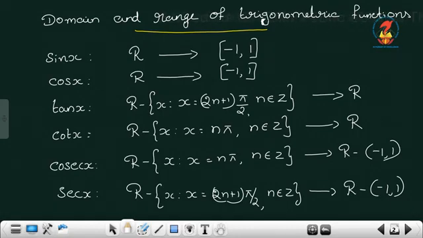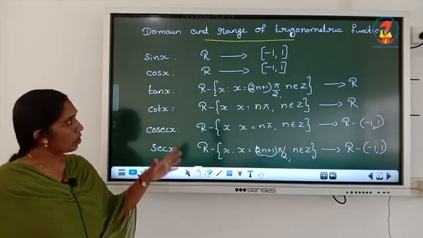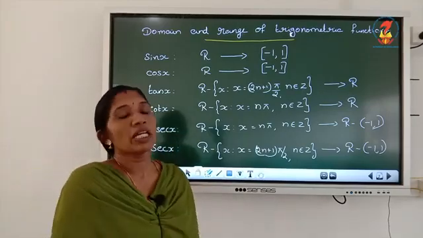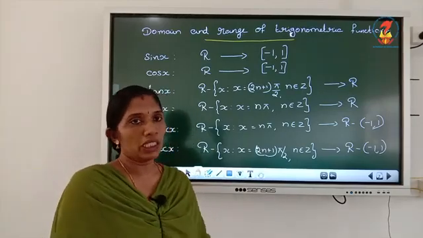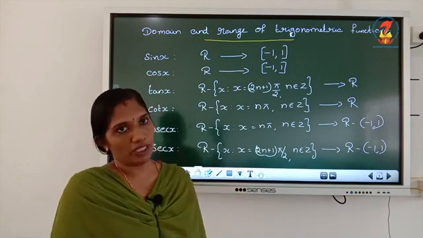Sine, cos, tan, cot, cosec, sec, all 6 trigonometric functions, domain and range. Domain on the left side, range on the right side. This we already discussed last year. In this chapter we have to learn inverse trigonometric functions.